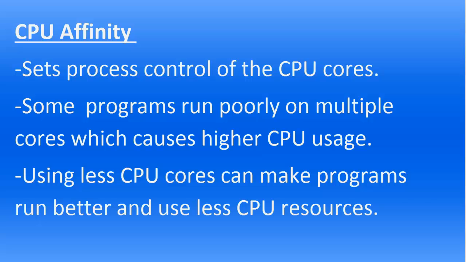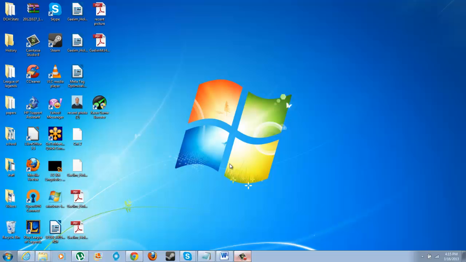In order to do this, you're going to have to go into your Windows Task Manager. The reason you want to set the CPU Affinity is that some programs use up to 100% of your CPU resources, which is going to slow down your computer considerably. So you want to limit the amount of cores that program can actually use.